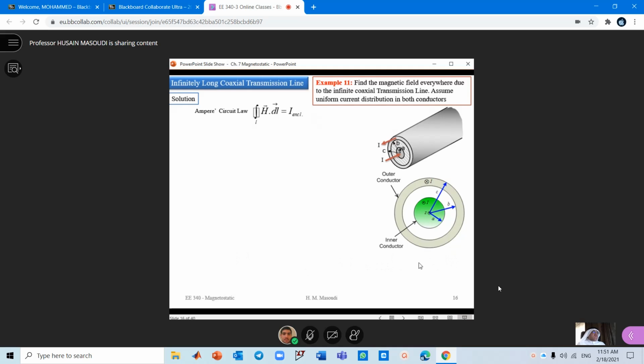So how much is going to be outside? What would be the magnetic field outside? Any idea? It should be equal to 0.